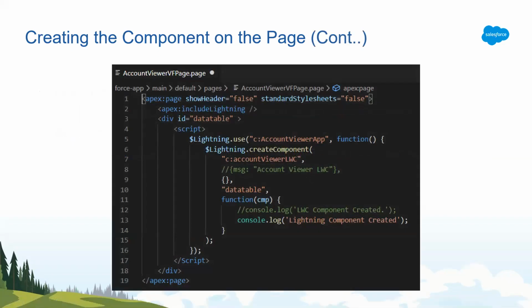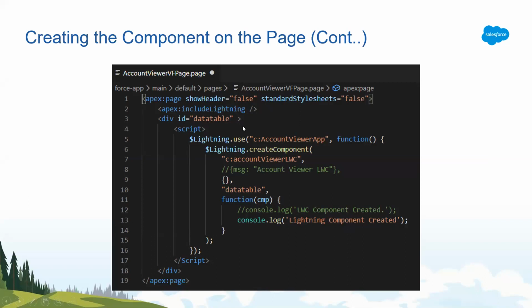So just to give you an overview of how this is done, this is the syntax that will be used. If you see here, this is a Visualforce page where the first thing that we did is we used apex:includeLightning to load all the JavaScript files necessary to load a Lightning component on the VF page. And on the third line, do you see this div?